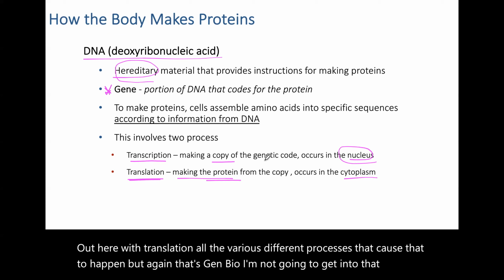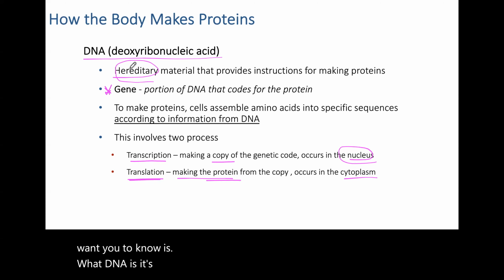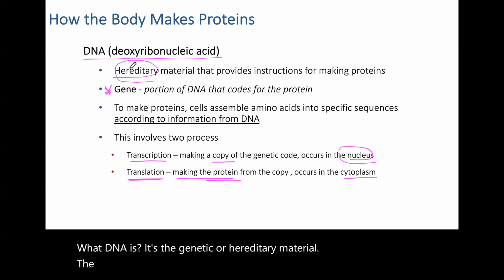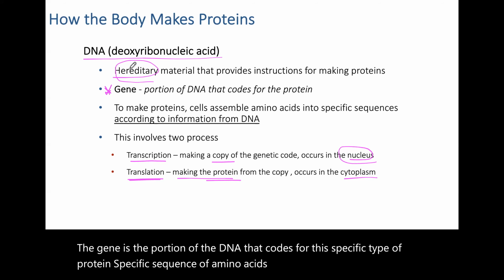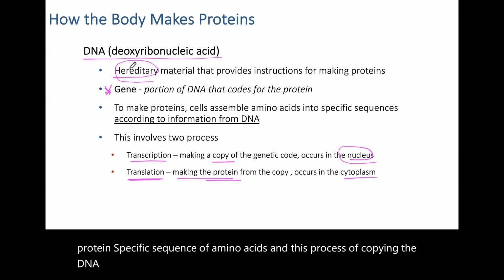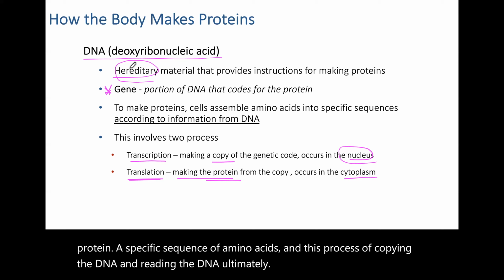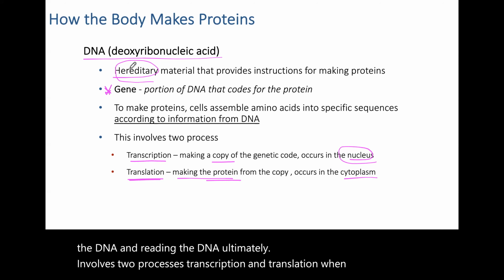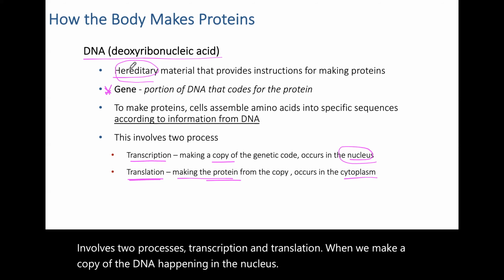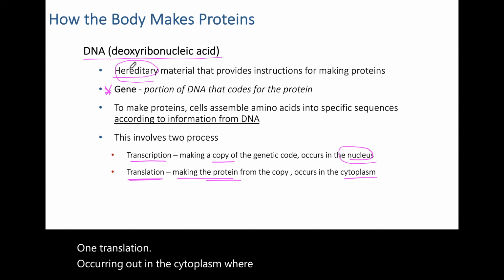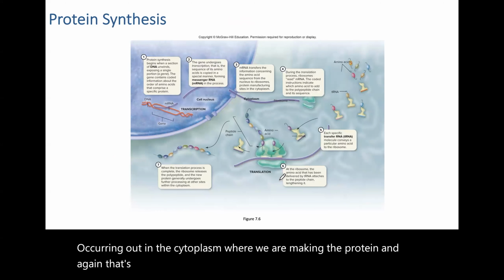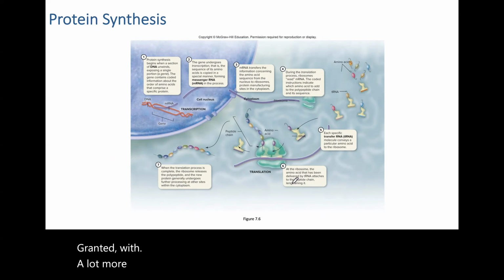What I want you to know is what DNA is. It's the genetic or hereditary material. The gene is the portion of the DNA that codes for the specific type of protein, the specific sequence of amino acids. And this process of copying the DNA and reading the DNA ultimately involves two processes, transcription and translation. One, transcription, we make a copy of the DNA, happening in the nucleus. Two, translation, occurring out in the cytoplasm where we are making the protein. And again, that's what this is trying to show off here. Granted, with a lot more steps, but we don't need to do that, okay? Makes a great multiple choice, a vast number of multiple choice types of questions.